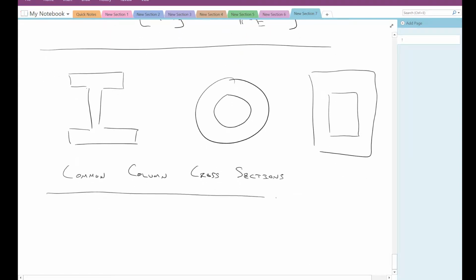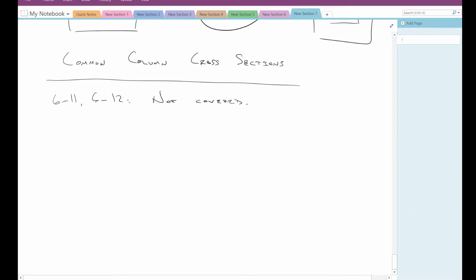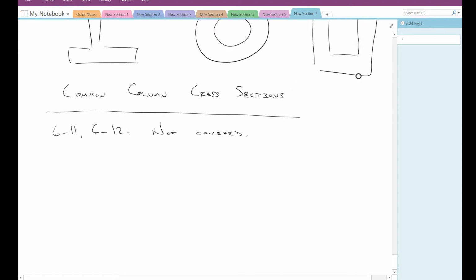Now, the rest of the chapter, 6-11, 6-12, and that's it. We're not going to cover those in this course. They're good reference material and good information for you for applying these sorts of design factors in the real world or in odd or unusual circumstances, but we won't be covering them for the purposes of this course.